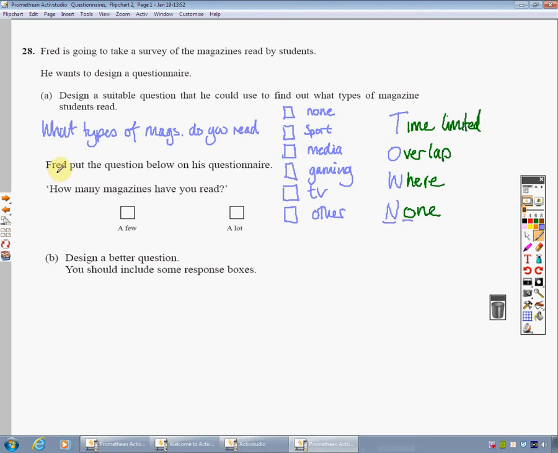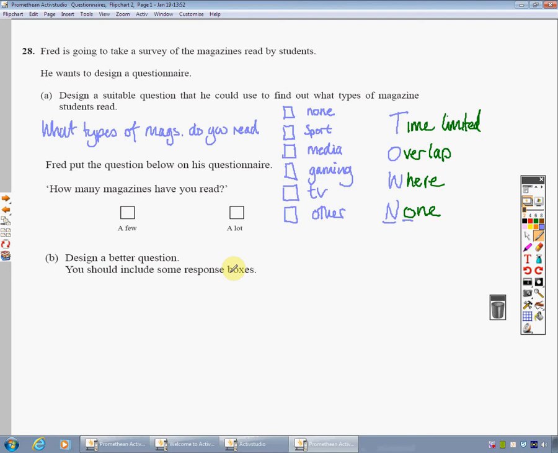Fred put the question below on his questionnaire. How many magazines have you read? A few, a lot. Design a better question. You should include some response boxes. So they've actually prompted us here to design a question with some response boxes. But there are some other things we need to include.